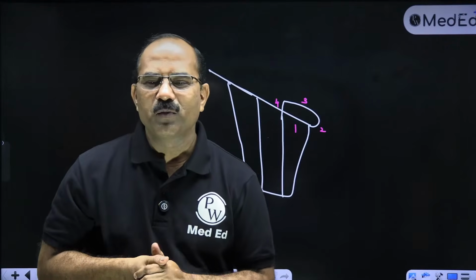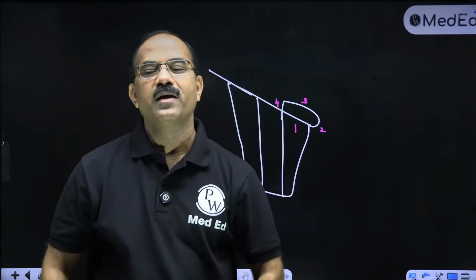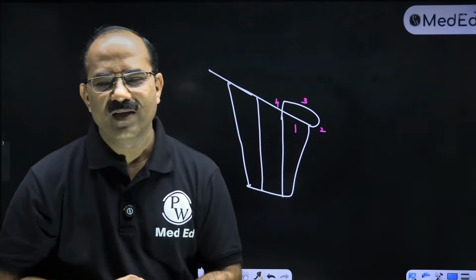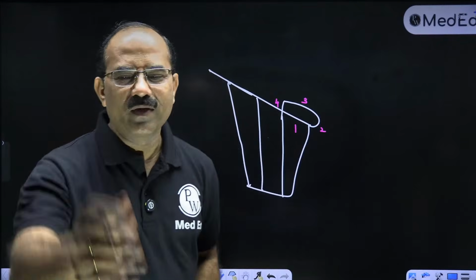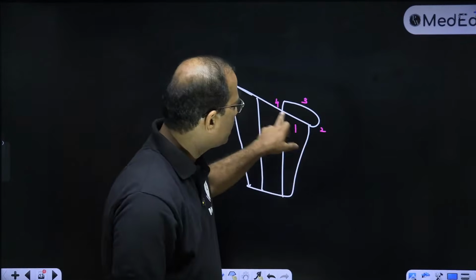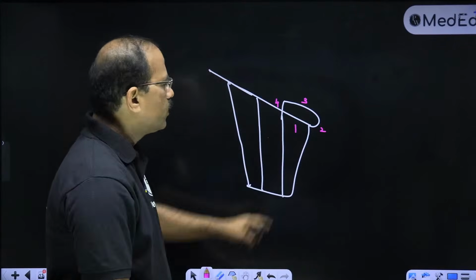Anterior boundary of the femoral ring is formed by, बच्चों, this you should know. ये MCQs में आता है. Anteriorly is the inguinal ligament. Very good, Akshat. Anteriorly is the inguinal ligament. इसका दूसरा नाम है Poupart's ligament. Poupart's ligament. Who's number 2?